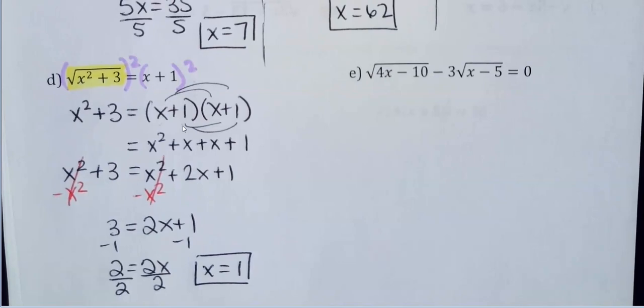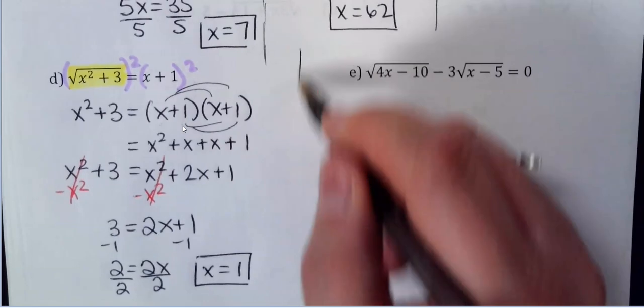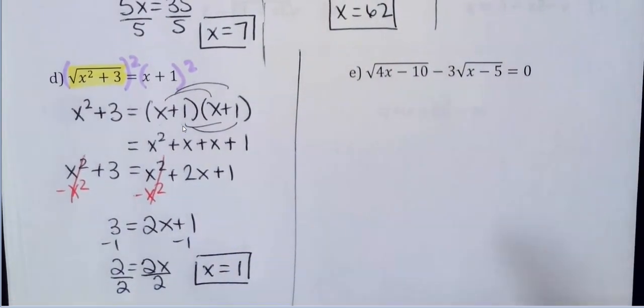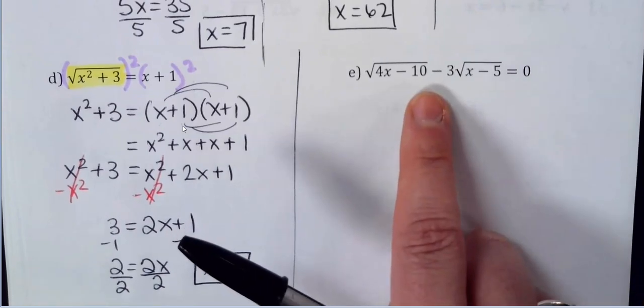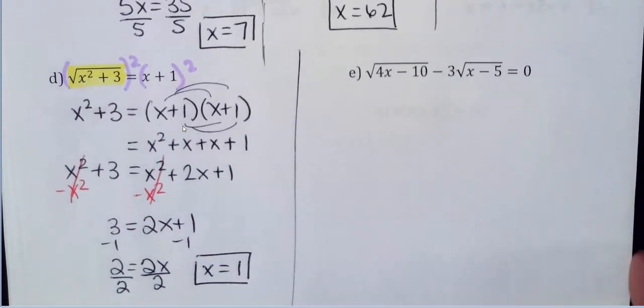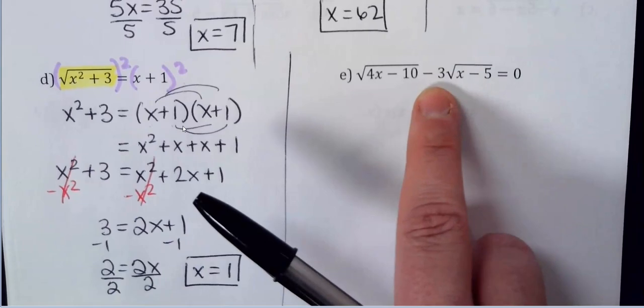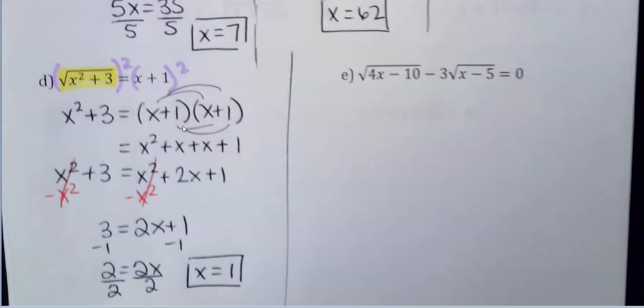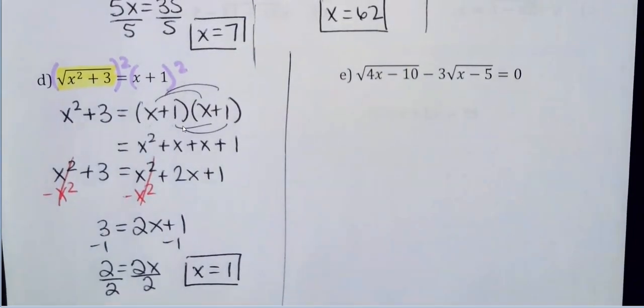Okay. Now, this last one's probably the weirdest one. I have 2 separate square roots in this problem. So if you're trying to isolate a square root, I am literally going to add this -3 radical x minus 5 to the other side. If you have two radicals in the problem, you want to get one on either side of the equation. So that's what I'm going to do here.